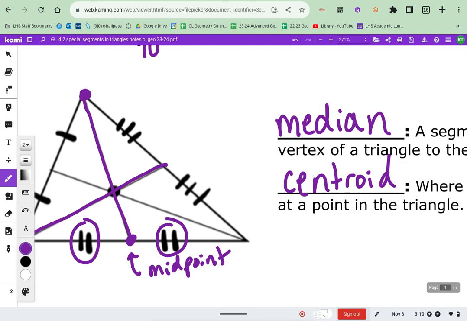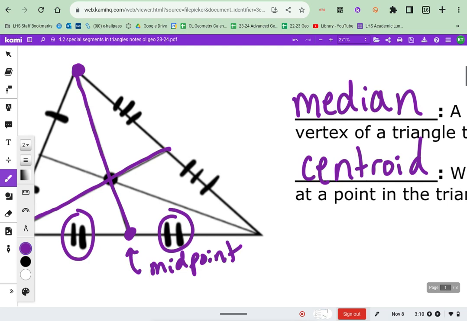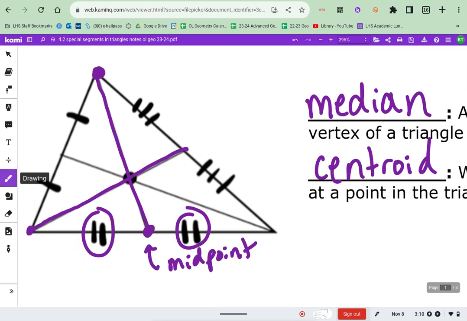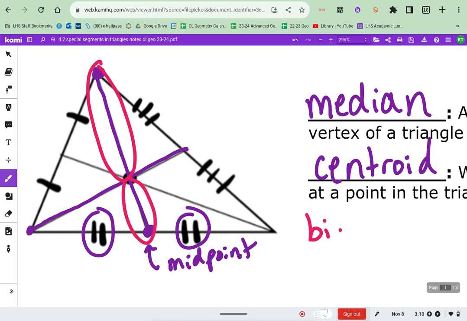But the centroid does have a special property to it. Do you see how each median is split up into a big piece and a small piece? That big piece is double the size of the small piece. So I'm just going to make a little note that says the big piece is 2 times the small piece.